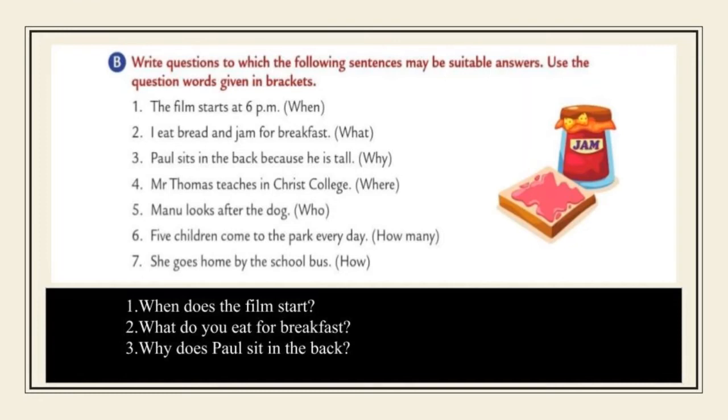Why does Paul sit in the back? End of the statement, put a question mark. Students, just you want to do with the given question word, and just find out whether it is first person or second person or third person. Already we know that for first person and second person we should use the auxiliary verb as do. For third person only we should use does.